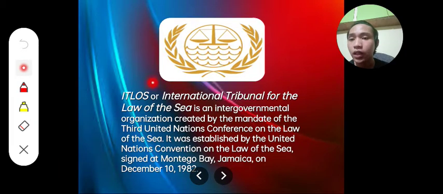The next one is the ITLOS, or the International Tribunal for the Law of the Sea. It is an intergovernmental organization created by the mandate of the Third United Nations Conference on the Law of the Sea. It was established by the United Nations Convention on the Law of the Sea, signed at Montego Bay, Jamaica, on December 10, 1982. I think they are involved in the protection of biodiversity in the oceans.